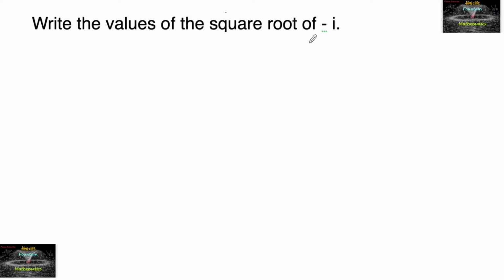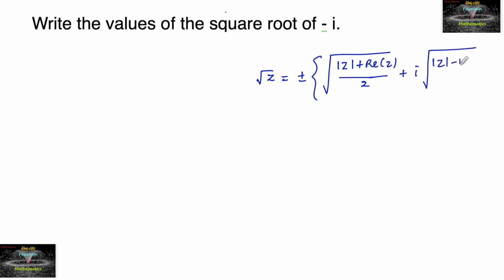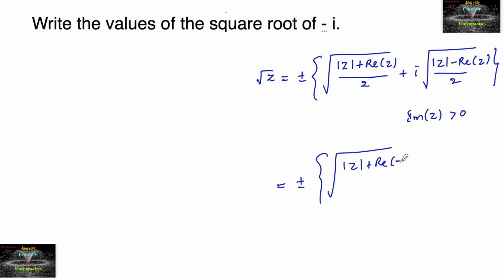Write the values of the square root of negative i, minus i. We know that if z is a complex number, the square root of z is equal to plus or minus under root of (mod z plus real part of z) upon 2, plus i times root over (mod z minus real part of z) upon 2 when the imaginary part of z is positive, and plus or minus under root of (mod z plus real part of z) upon 2, minus i times root over (mod z minus real part of z) upon 2 when the imaginary part of z is negative.